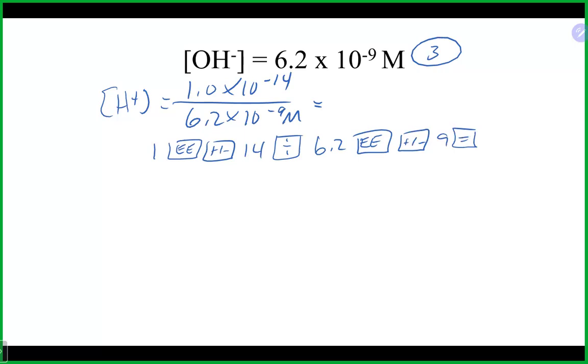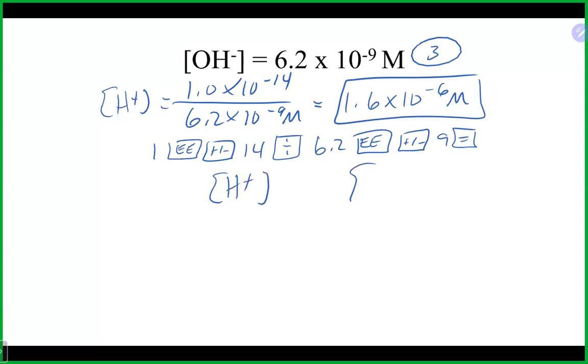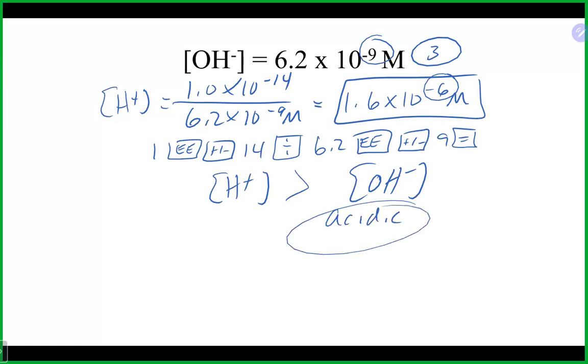And obviously, if you have a case where you need to put parentheses, do the parentheses. Looks like we will end up with 1.6 times 10 to the minus 6 molar. Again, comparing our H plus to our OH minus: our H plus is to the minus 6, and this is to the minus 9. So the H plus is larger in this case, and that will be an acidic solution because of it. Question on that one there?